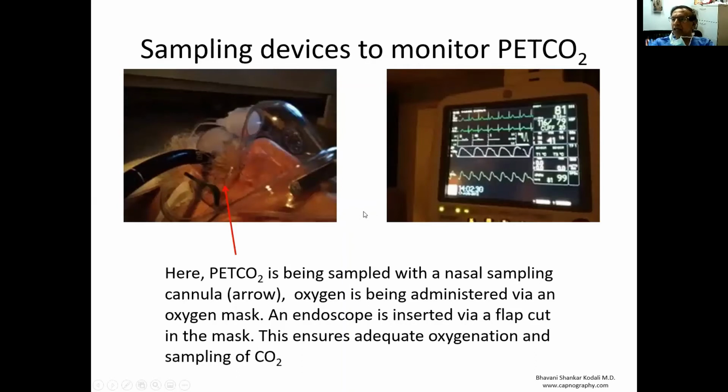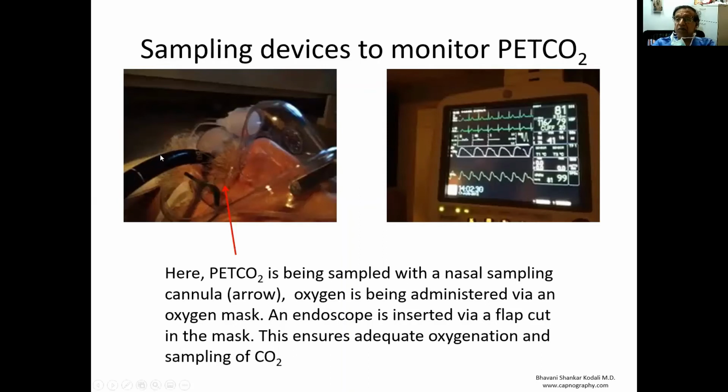Now, there are many devices in the market, and the way I sometimes use is, this is the nasal cannula here, and I use the nasal cannula to monitor the end-tidal CO2. And I administer oxygen via an oxygen mask. And I also make a small hole to facilitate the insertion of the endoscope by the gastroenterologist during endoscopy.